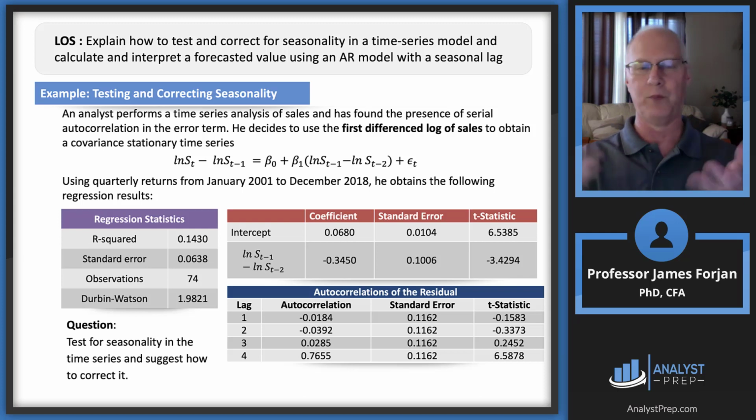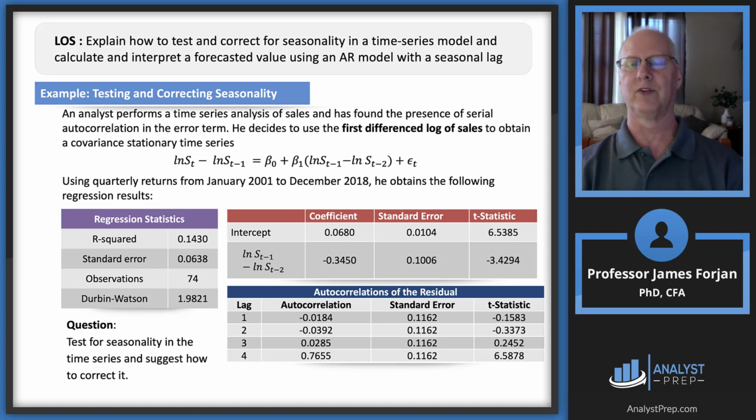Once again, it's so beautiful when you have output. Remember, you're getting a question stem that's going to be a vignette, so it's going to be a big old paragraph or maybe even an entire page, and you'll have these regression outputs. All right, so what's our example up here? An analyst performs a time series, found the presence of serial autocorrelation in the error term, decides to use the first difference log of sales to obtain a covariance stationary time series. All right, so we talked about first differencing and we talked about logs. So this is what we're doing.